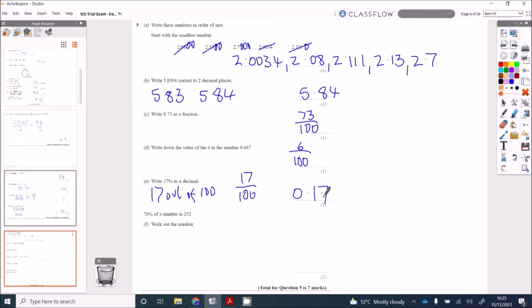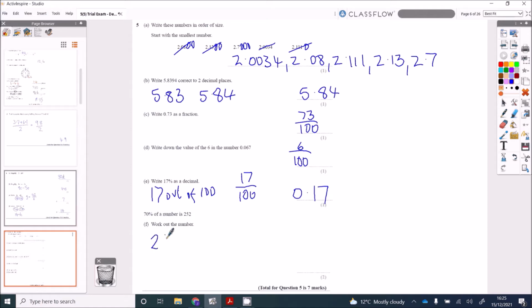Now 70% of a number is 252. Work out the number. Now you've got to be careful with the wording here. If they were asking us to work out what 70% of 252 was, you would just do 70% times 252. But this is going the other way. This is working backwards. This is when we've already done the 70%. We want to go back to the beginning. So rather than multiplying, we're going to be dividing.